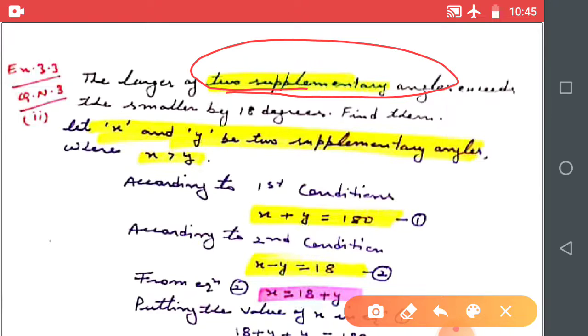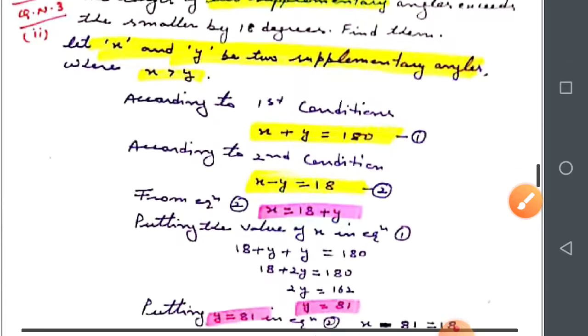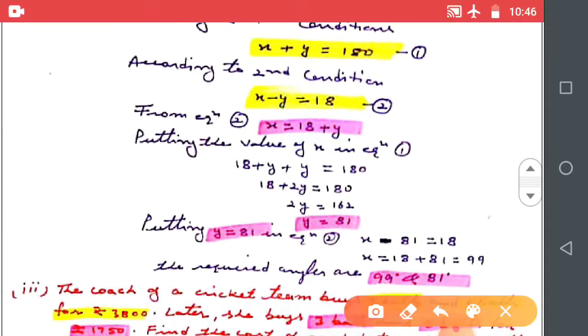It means the sum of these two angles is 180 degrees. Clear? So according to the first condition, let one of the angles be x and x is greater than y. So x plus y is equal to 180, right? And the second condition is, the larger of two supplementary angles exceeds the smaller by 18 degrees. It means x minus y is equal to 18. Now from equation 2, the value of x is 18 plus y.